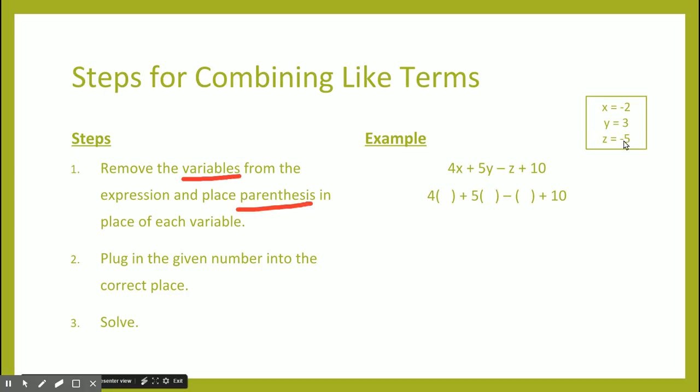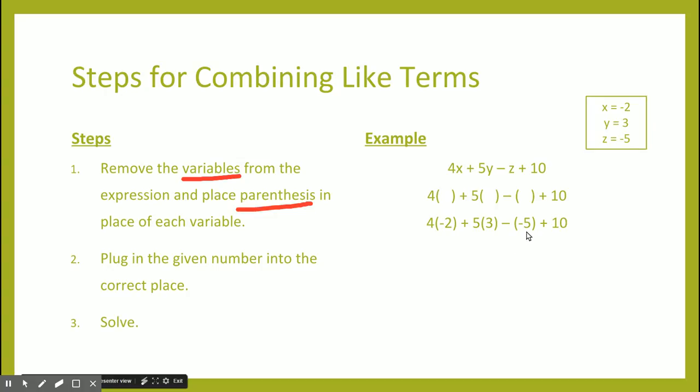And the main reason for that is that when we plug in these numbers, when we plug in negative 2 to x and 3 to y and negative 5 to z, a lot of people will make a mistake. And I'll show you what that is right now. So as I plug those in, it looks very simple. We know that's going to be multiplication. It's going to be easy to work with.